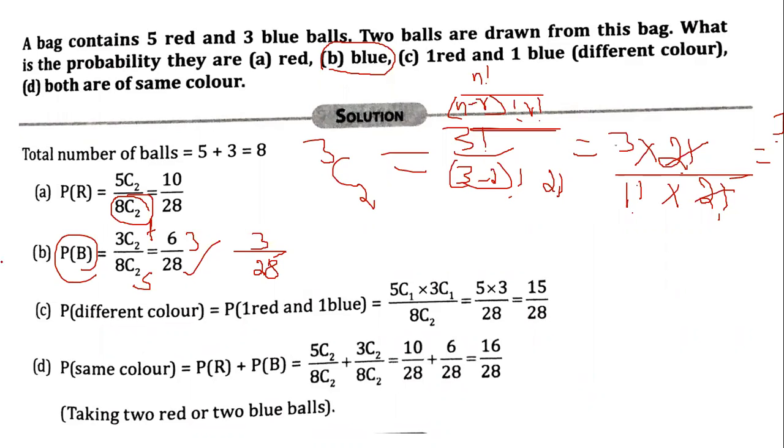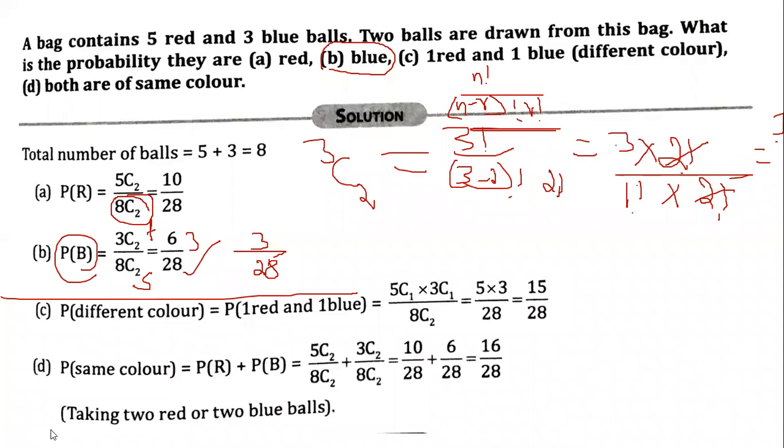Now, understood the second question, first two questions? Any doubts here before going into the next part? Understood? Reply quickly.